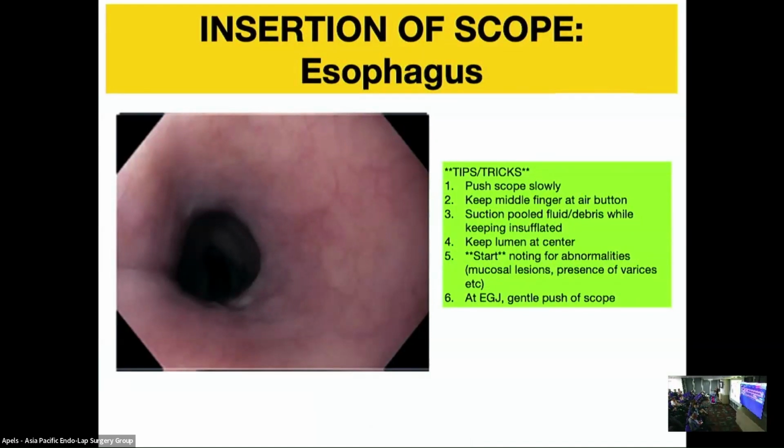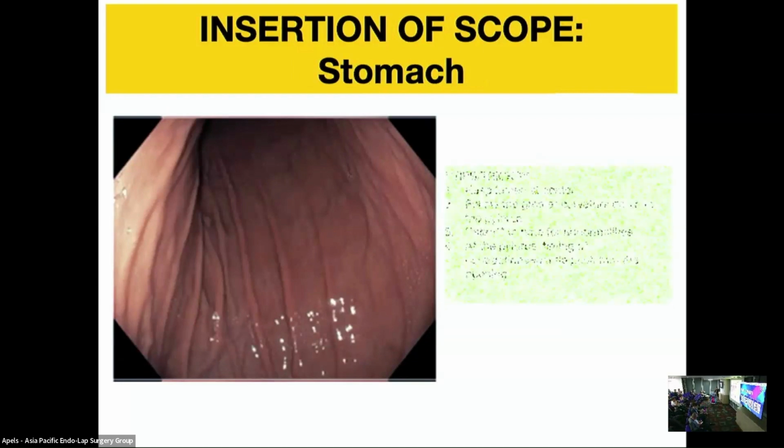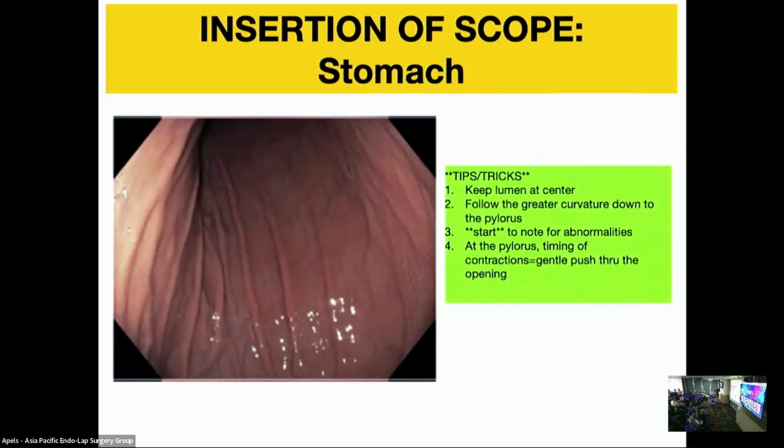So when you go into the EGJ, you push the scope gently. Because sometimes if you just push it with force, you can see your stomach already, or if the patient has a hernia, you might have perforation. So at the stomach, again, keep the lumen at the center. Follow the greater curvature down to your pylorus. Again, start to note for your abnormalities.